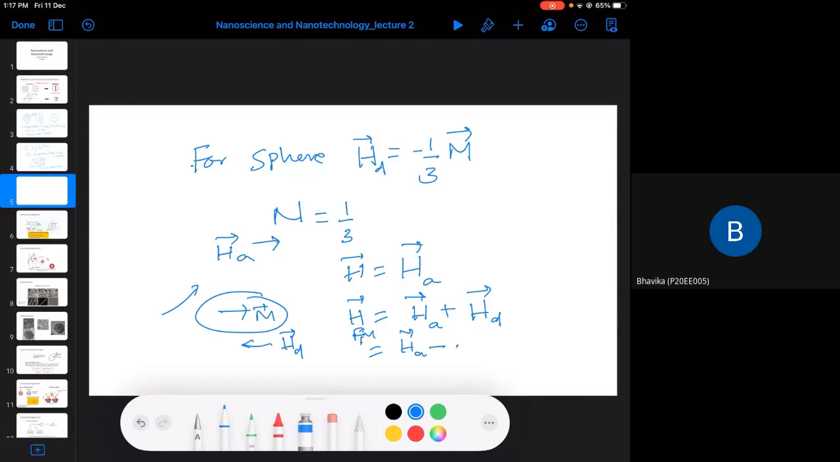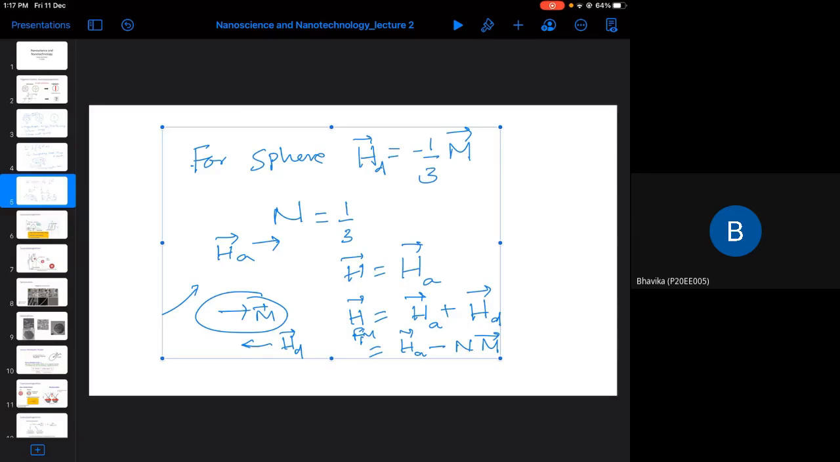So this will be HA minus N into M. So the actual magnetic field inside your ferromagnet will decrease, or will be less than your applied field, due to this demagnetizing field. That is the role the demagnetizing field plays. Inside the ferromagnetic body, the magnetic field will be reduced or changed due to this demagnetizing field.